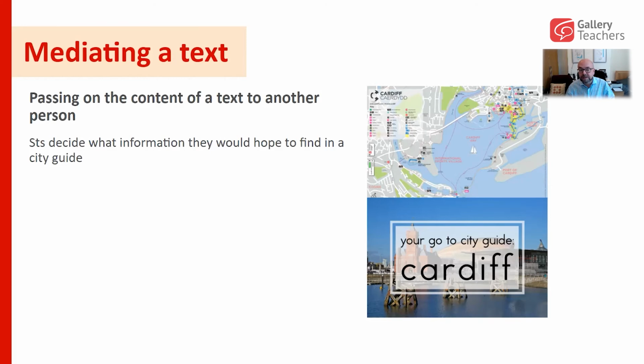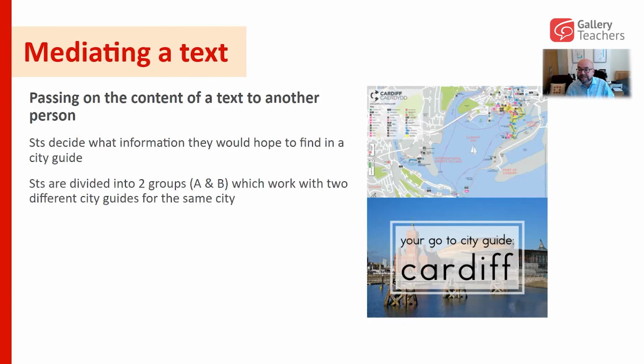So students decide what information they would hope to find in a city guide. What are you interested in? Oh, I want to know where the churches are. I want to know where the discos are. I want to know where the shopping centre is. Students divided into 2 groups, A and B. And Group A has one city guide. Group B has a different city guide. So there we have an information gap immediately set up for us.